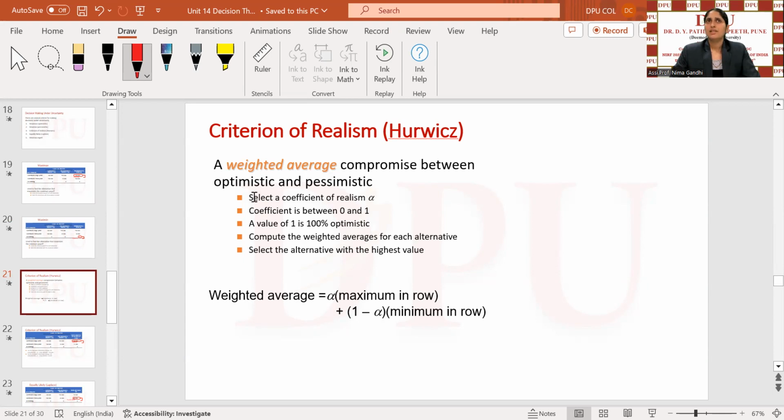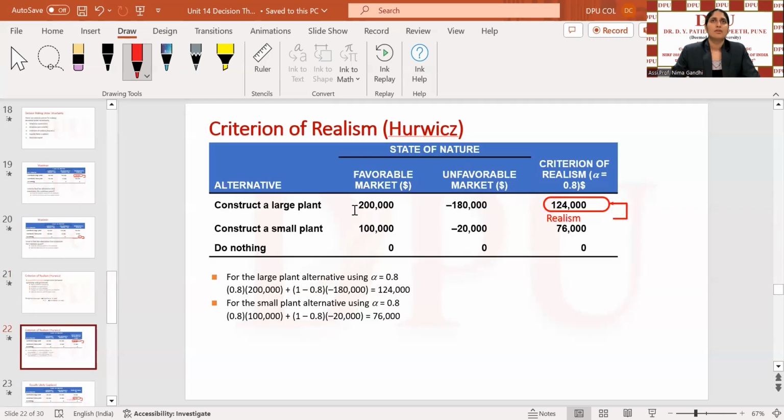So this is the coefficient of realism. You are deciding the value of the alpha. And then you are finding out the weighted average. Okay. So alpha into maximum in the row and 1 minus alpha into minimum in the row. So 0.8 into maximum in the row is 2 lakh plus 0.2 into minimum of the row.